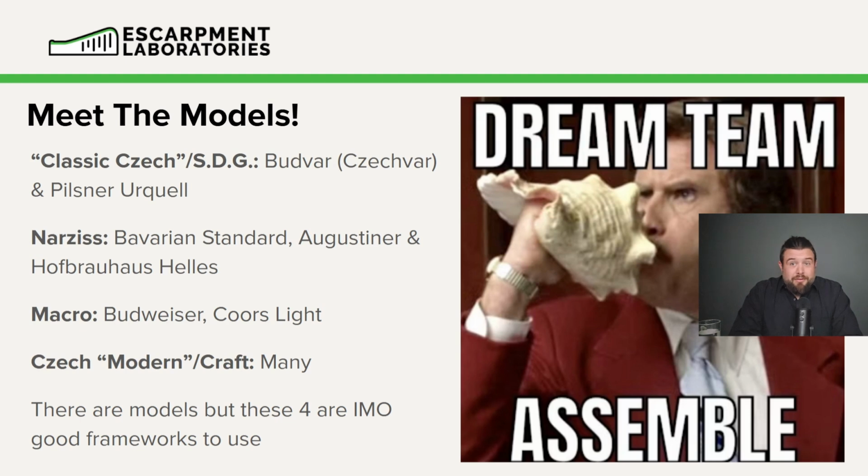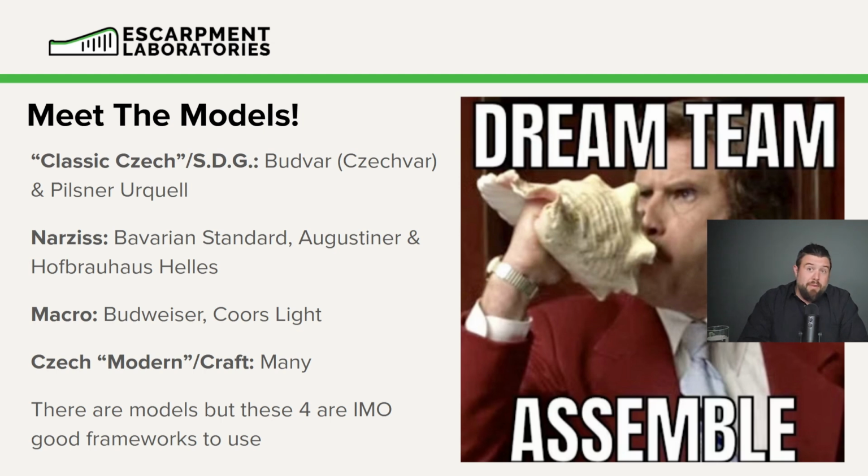So let's meet the models. We have 4 models we're mainly going to be going over today, and they are, in order, the classic Czech. I like to call it the SDG model, as we'll talk about soon. This is more iconic with certain breweries like Budvar or Czechvar, Pilsner Urquell, these kind of classic old school Czech-style breweries. We then have the Narziss method, which is a Bavarian standard. Things like Augustiner Helles or Hofbräuhaus Helles, these will all use this sort of method.